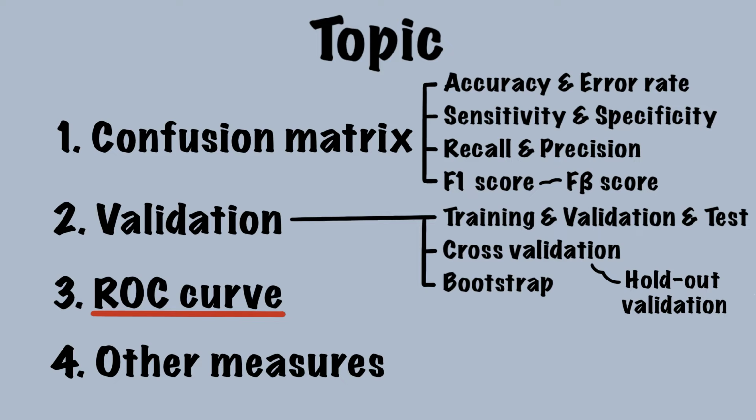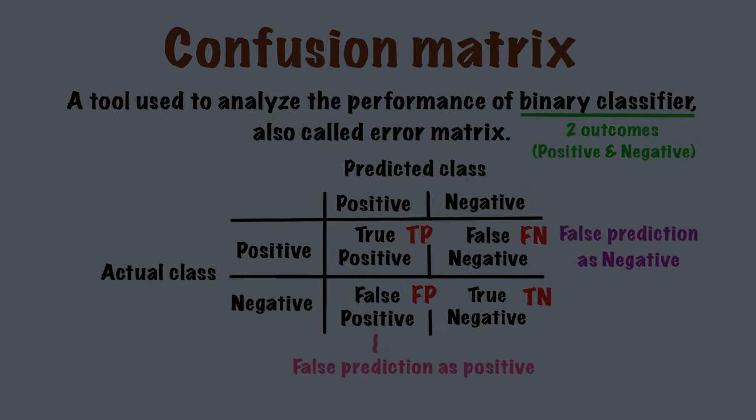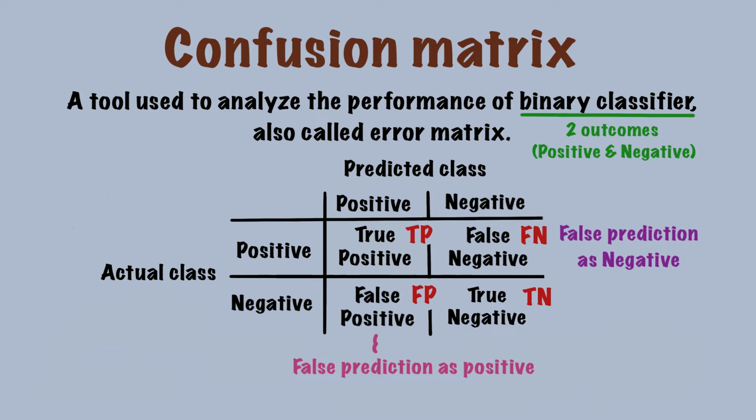Before we get started, I want to first review the concept of confusion matrix. As you may remember, confusion matrix is a tool used to analyze the performance of a binary classifier, and it's a 2x2 matrix with actual class and predicted class on the axis, but there is no guarantee whether the actual class will be on the horizontal or vertical axis.